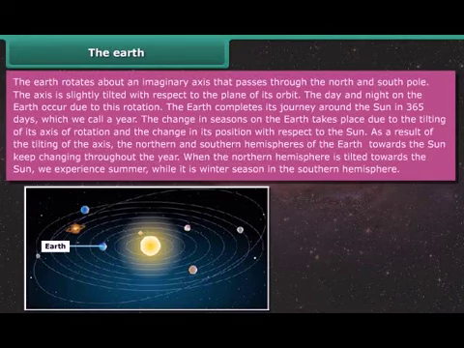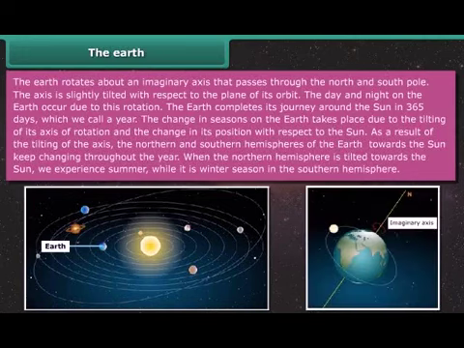The change in seasons on the Earth takes place due to the tilting of its axis of rotation and the change in its position with respect to the Sun. As a result of the tilting of the axis, the northern and southern hemispheres of the Earth towards the Sun keep changing throughout the year. When the northern hemisphere is tilted towards the Sun, we experience summer, while it is winter season in the southern hemisphere.